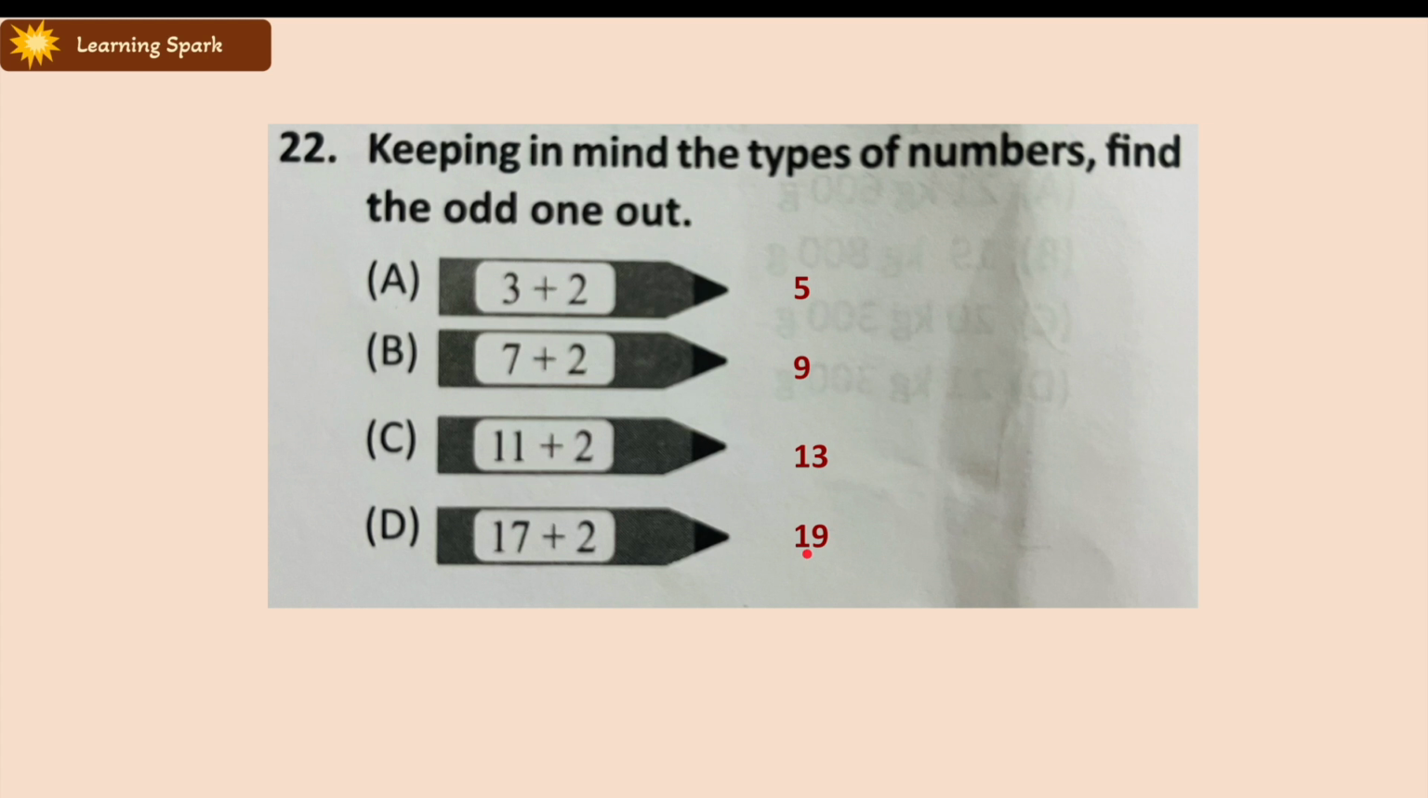Now, what does type of numbers mean? It can be odd versus even, right? So let's see odd and even. This is an odd number, this is an odd number, this is an odd number, this is also an odd number. Everything is odd, so nothing is different here. So odd versus even doesn't work.